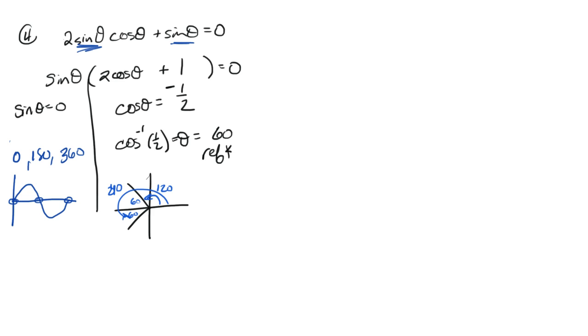So for the cosine, I got 60 as a reference. I drop it in quadrants 2 and 3 because it's negative. And so for this problem, I got 120 and 240. So I got 120 and 240 for the right-hand side. Now what about this left-hand side? All right, well, let's take a look.